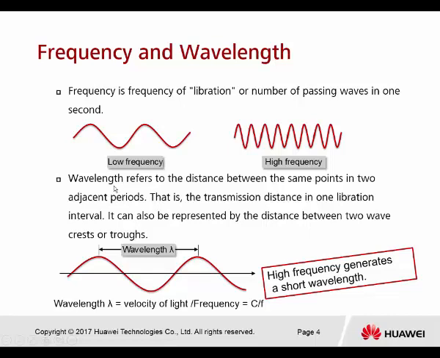Wavelength refers to the distance between the same point in two adjacent periods. That is the transmission distance in one vibration interval. It can also be represented by the distance between two wave crests or troughs. Okay, this is the wavelength.